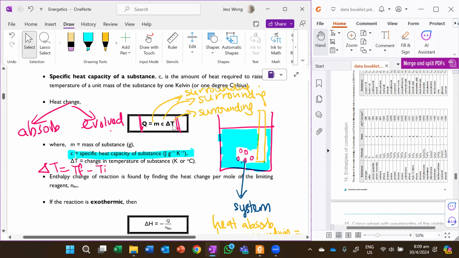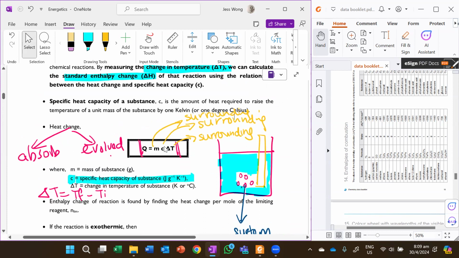Since you are measuring the temperature change of a surrounding, everything should be with respect to that thing. So the specific heat capacity should be that of the aqueous solution. The temperature is that of the aqueous solution. The mass should also be the mass of the aqueous solution. Okay.